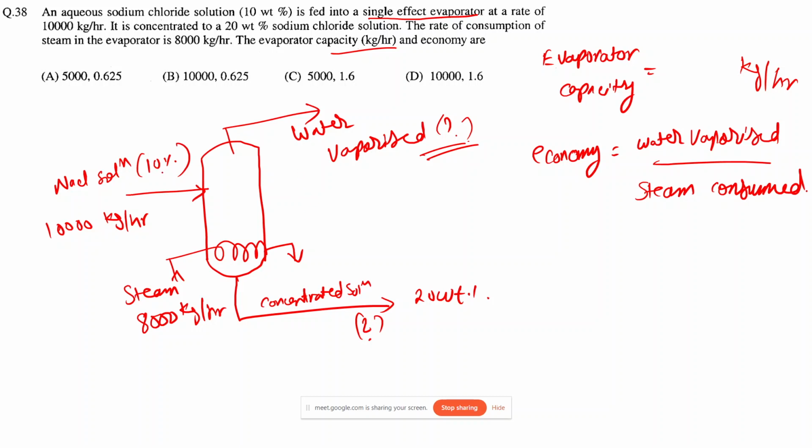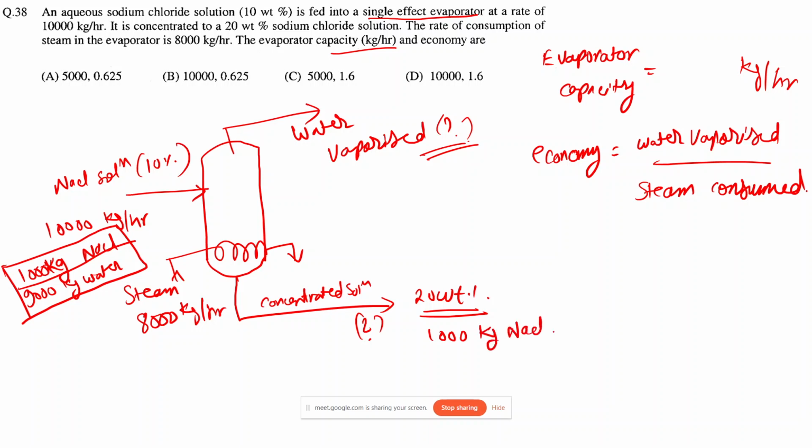So in the feed we have this 10% NaCl solution. So 10% of this 10,000 kg will be 1000 kg. So in this feed we are having 1000 kg of NaCl and the remaining 9000 kg will be water. Now in this evaporator, none of this NaCl will go to the top stream. So all of this 1000 kg NaCl will be exiting through this concentrated solution, basically this stream. So in this 20% solution we are having 1000 kg NaCl.